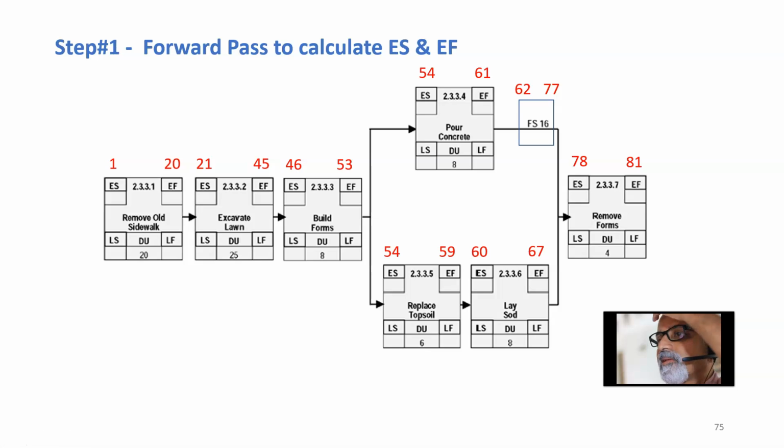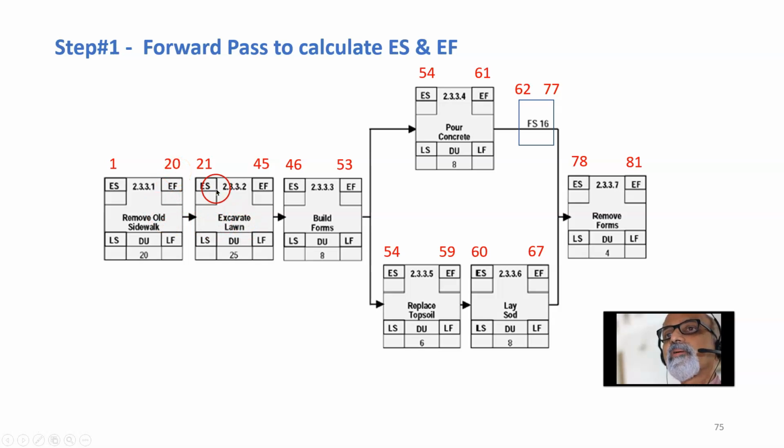Now the first thing we have to do is a forward pass to calculate the early start and the early finish. So remove sidewalk, let us start it on day 1. The duration is 20 days, so it gets over on the 20th day. An easy way to calculate this is start date plus duration minus 1. That is 1 plus 20 is 21, 21 minus 1 is 20.